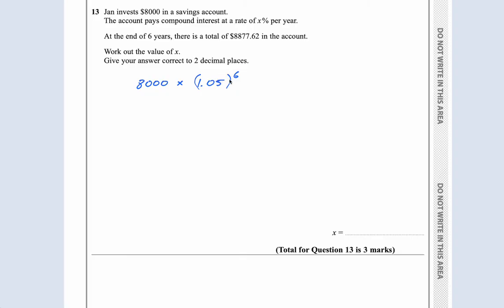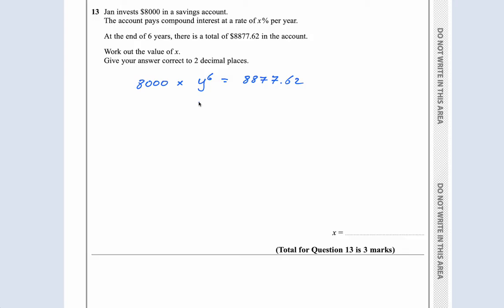But I don't know what the percentage is. So I could do 1 plus x over 100 or something like that, but I prefer if I just did y to the power of 6 equals this. So I brought in a new variable, so 8,000 times something to the power of 6 equals 8877.62. Now, why did I do that?